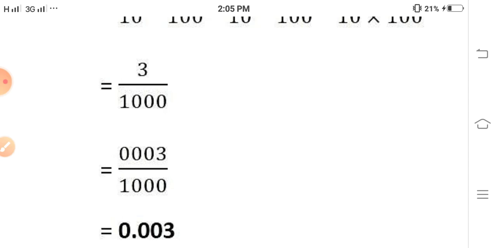Students, there are three zeros in the denominator, so after the decimal point there should be three digits, that is 003. That's why, to compensate with the decimal point and the number of zeros, we place zeros in front of the numerator when required.